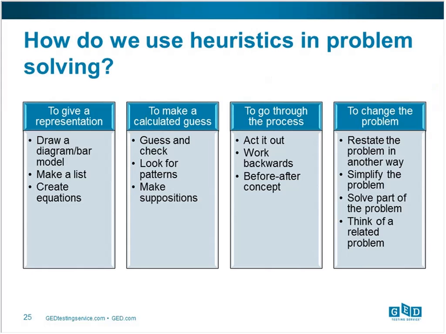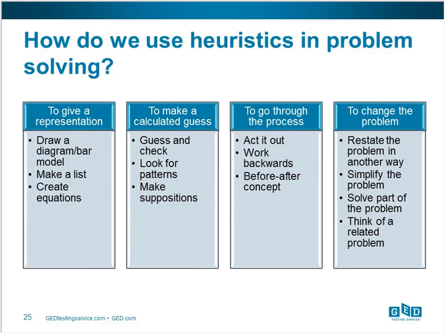So we can give a representation. Sometimes, and I like to do this, I make a list, or I draw a diagram to help in solving a problem. Sometimes I have to make a calculated guess, and if it doesn't work, I go back and try something different. In that case, maybe I'm going to look for a pattern, or make some suppositions about what's going on. Sometimes I have to work backward. Maybe I'm looking at the answer at the back of the book and trying to figure out how you get there as I'm trying to solve a problem.